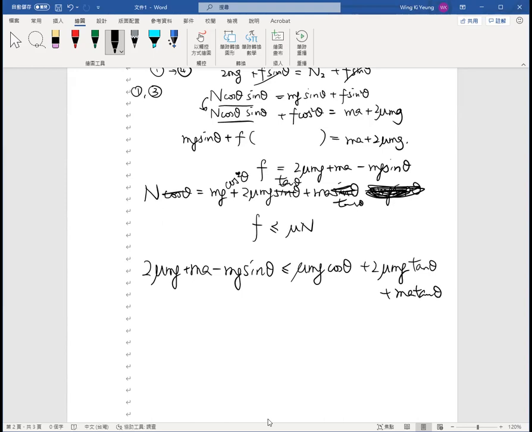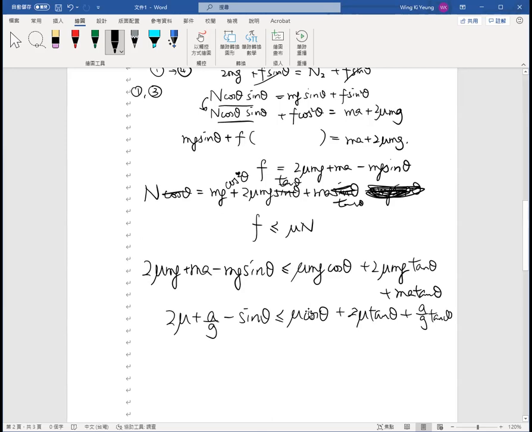Of course, we can divide the whole equation by the mass m. And also, let me divide by g, to make the whole equation simpler. Oh, a over g, sorry. Then try to group the same terms together. At least you need to try to group the mu together.